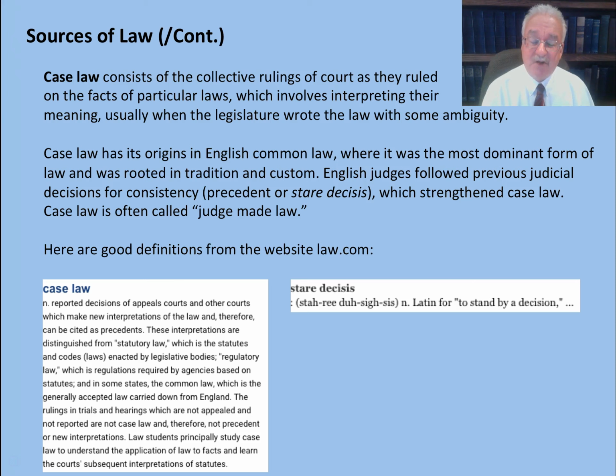But case law is judge-made law. It used to involve making almost new laws in new areas. But today, we are primarily a country that is based upon statutory law. So most of the case law today consists of judges making rulings to deal with ambiguity in the statute. When the legislature didn't write it clearly, the judges have to try to figure out what those legislators meant. And that becomes a ruling that other courts, in some cases, have to rely upon. So that's case law.